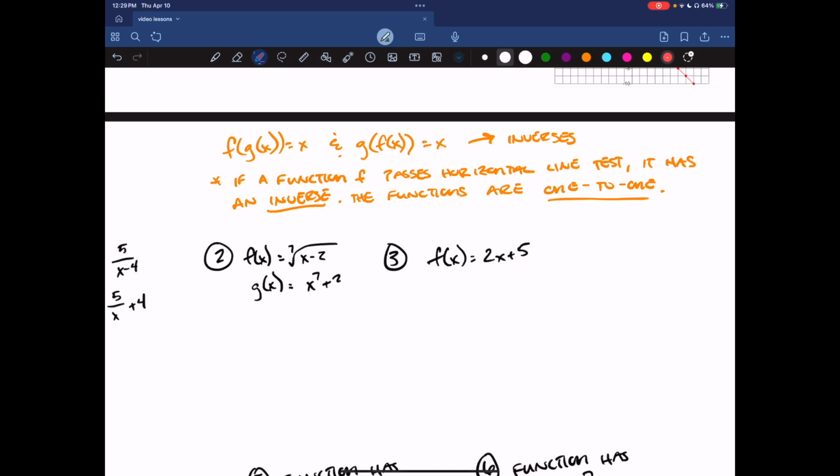Okay, so a couple of things. If you take two functions, call one of them f of x, the other one g of x. If you take g of x, plug it into f, and the answer is x, and then you do the same thing going in the other direction where you take f and plug it into g, and you also get x, those two functions are inverses of one another.